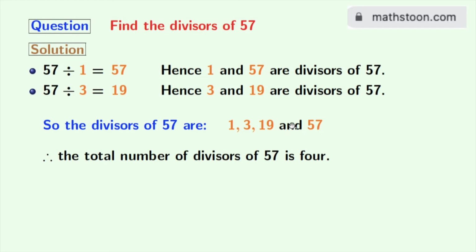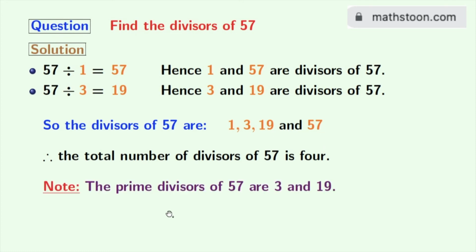Now if we look at these divisors, we can see that 3 and 19 among these numbers are prime numbers because these two numbers do not have any divisor other than 1 and this number itself. So we can say that the prime divisors of 57 are 3 and 19.